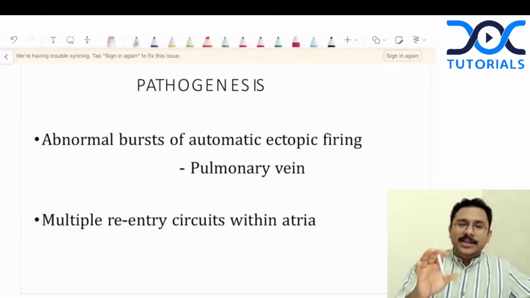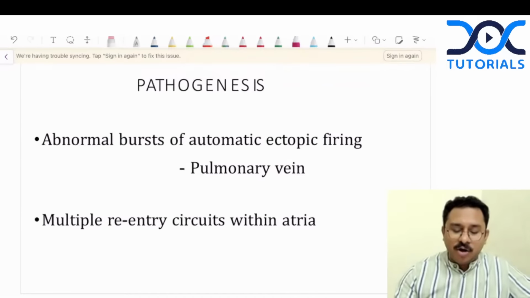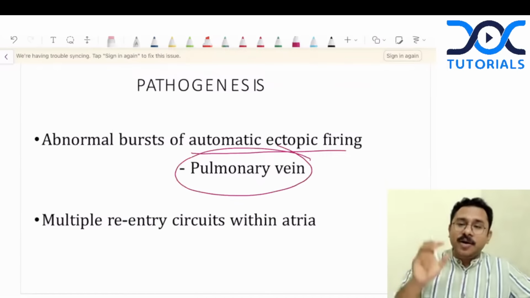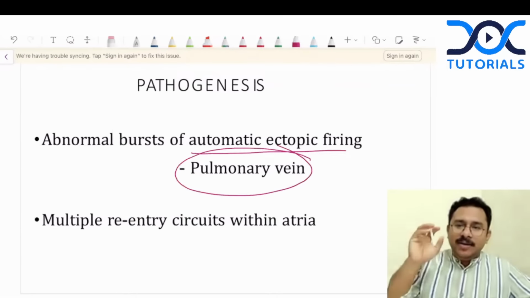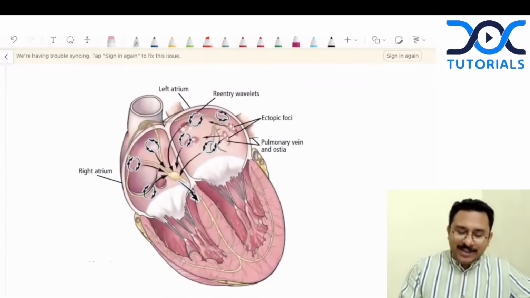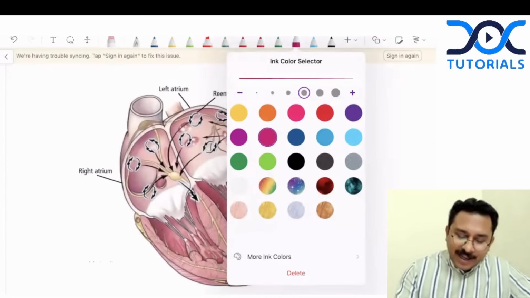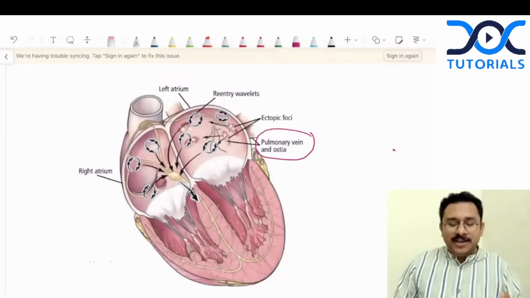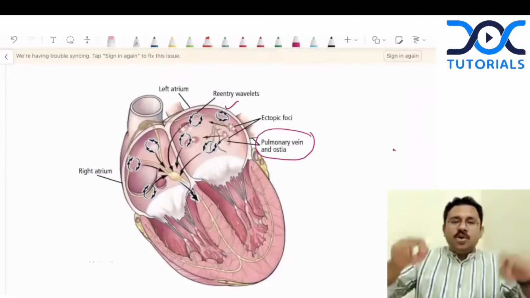But when it comes to the pathogenesis of the arrhythmia, on how atrial fibrillation occurs, in my lectures I've told you that the pathogenesis is attributed to certain abnormal bursts of automatic ectopic firing. And this ectopic firing actually starts in the region of the pulmonary vein. So the pulmonary vein is where the firing is actually initiated. And as a result of this firing from the pulmonary vein, you can have a re-entry circuit. So look at this, my dear children. The pulmonary vein ostia is where there is a driver. So that is responsible for the genesis of arrhythmia, resulting in certain circuits within the atria.